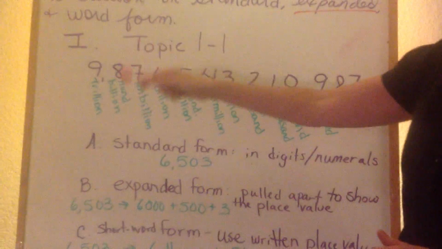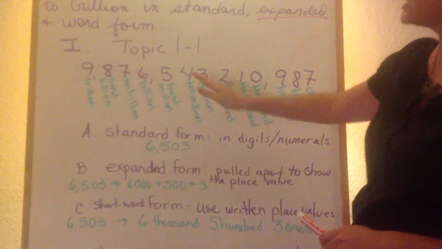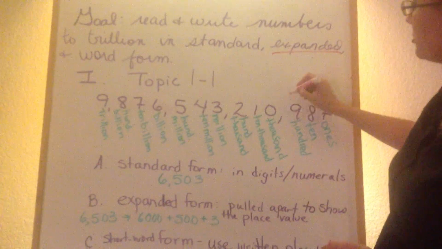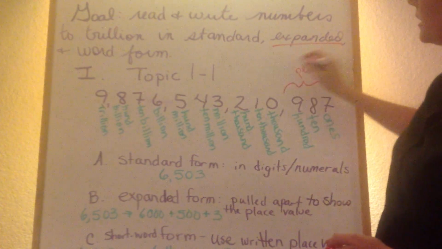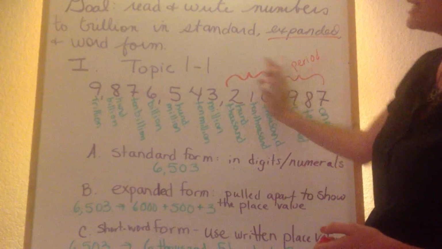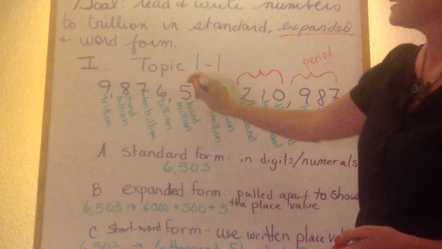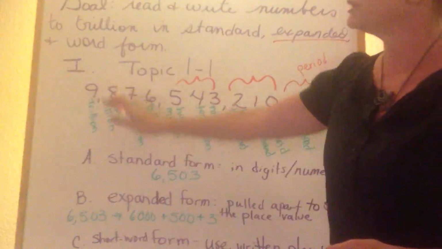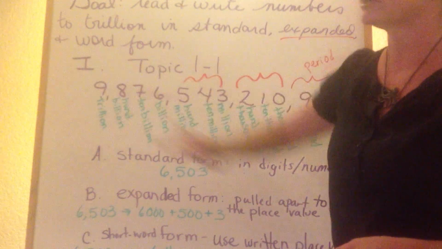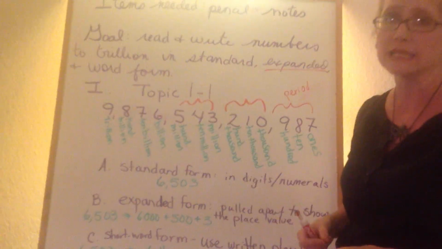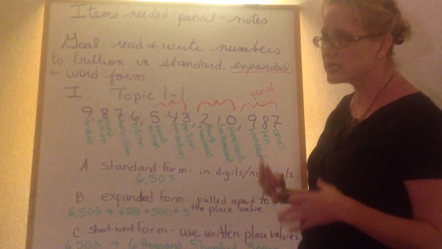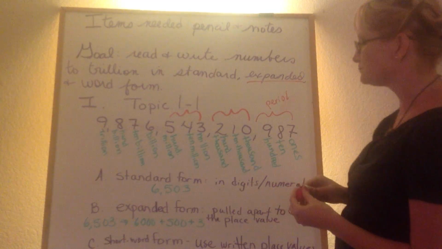So now that you've written it, I would like you to notice that there's commas after every 3 digits. Those are called periods. This is a period right here. Here's another period. This is the 1,000 period. This is the million period, the billion period, and the trillion period. We use periods to help us say the numbers, and we'll come back to that later. It gives us a chance to breathe and take a break.